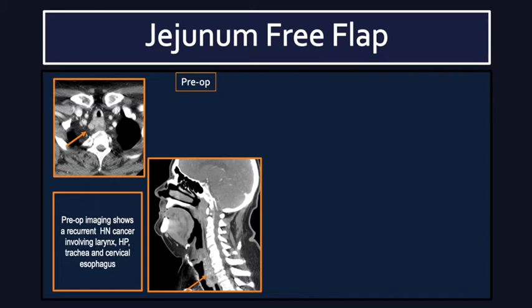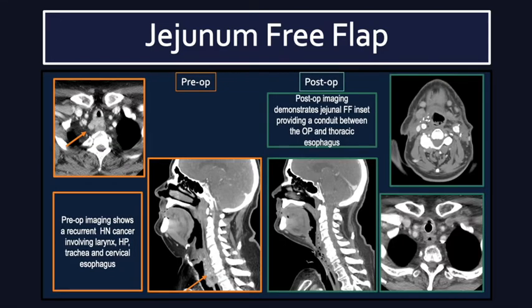Here's a patient with recurrent head and neck cancer that involved the larynx, hypopharynx, trachea, and cervical esophagus. Post-op imaging shows the jejunal free flap inset, reconstructing the upper alimentary canal. You can notice this almost undulating pattern that you would expect from the small bowel along the mucosal surface, and there's a small amount of omental fat surrounding.